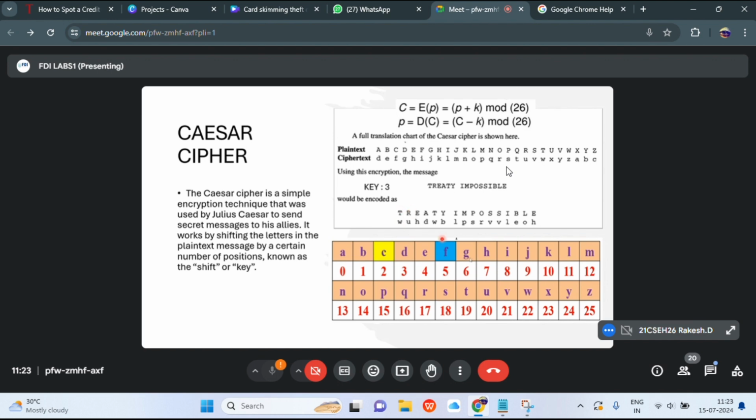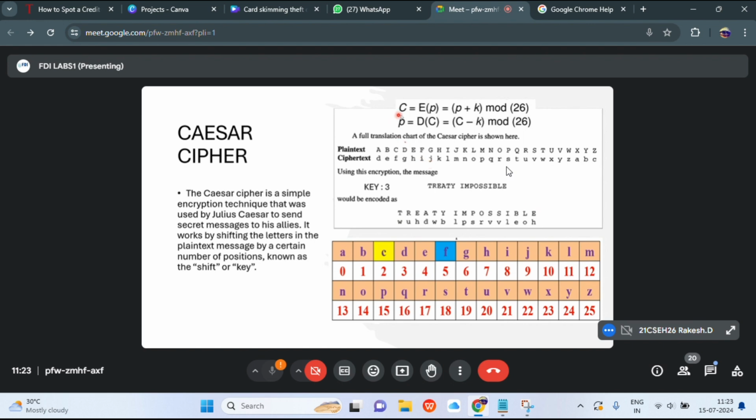What is the second letter? R. Where is R present? R is in the 17th position. So from here I'll shift 3 times: 1, 2 and 3. Whichever is in the 20th position, that is U. So U will be our ciphertext for R. Then where is E? E is in the 4th position. So I'll shift 3 times: 1, 2 and 3, and it is in the 7th position, that is H. H is our ciphertext for E. Likewise, we have to do this from T to E, for "treaty impossible". Now we have got the ciphertext.